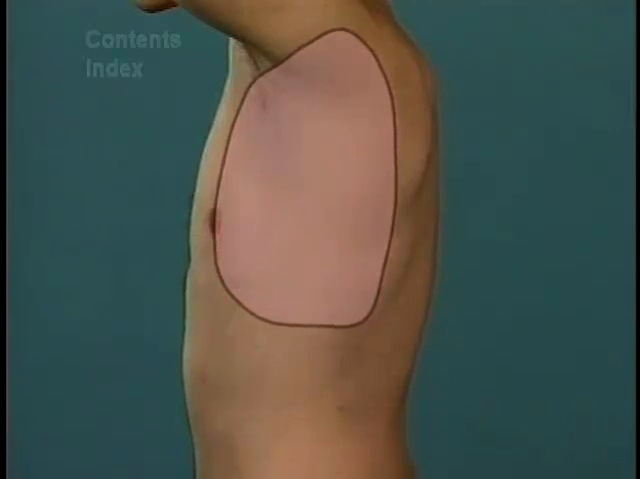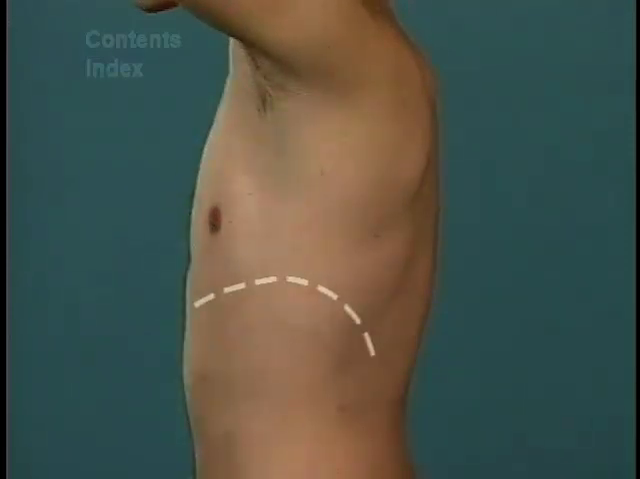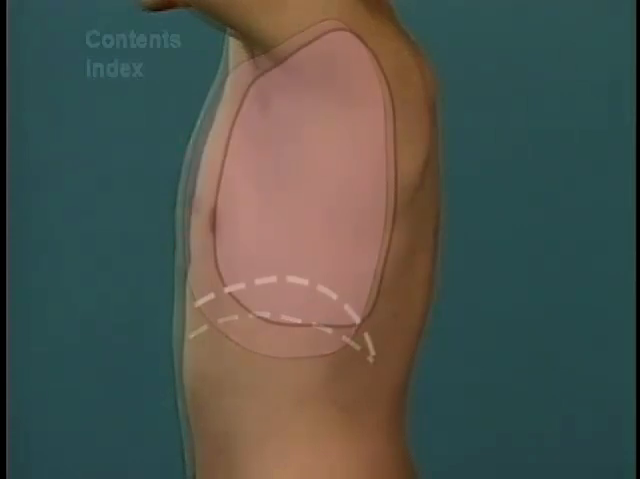The lung extends from the ribs in front to the ribs behind, and from the dome of the pleural cavity down to the diaphragm. With each breath in and each breath out, there's an increase and a decrease in the volume of the lungs.